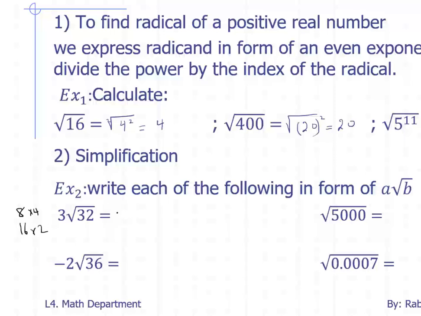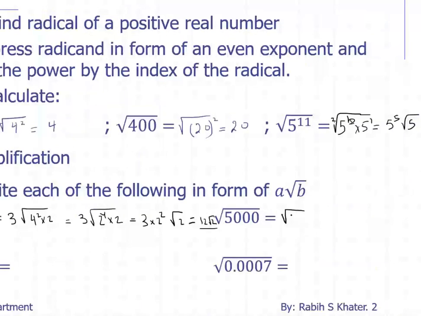So it's better to write 3 radical 32 in the form of 4 squared times 2. Or we can write 3 radical 2 power 4 times 2, to finally divide the power by the index to get 3 times 2 squared radical 2, and calculate the product of the coefficients to get 12 radical 2. Now this is in the form of a radical b.